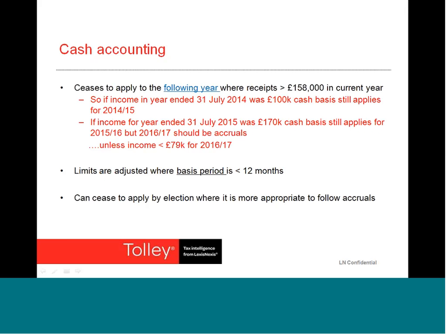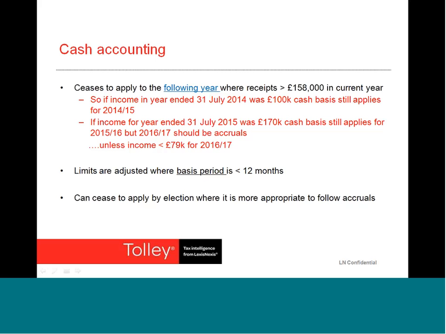However, as my turnover gets bigger and bigger, there's going to come a point when I'm not allowed to use cash accounting anymore. And so cash accounting ceases to apply to the following year where your receipts exceed 158,000 in the current year. So let me give you an example of this. If my income in the year ended July 14 is 100,000, then July 14 is 14/15 current year basis. 100,000 is below 158,000. I'm okay, I can stay in cash accounting.